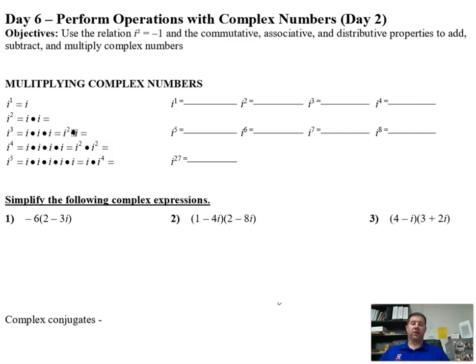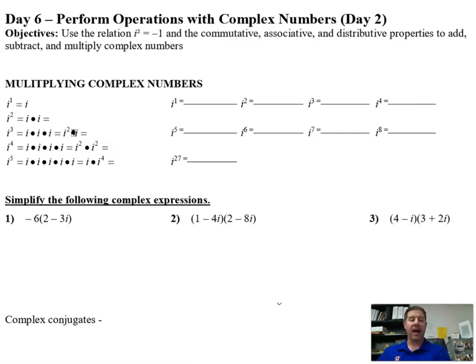Good morning, boys and girls, and welcome back to day 2 of performing operations with complex numbers. In the previous section, we worked on adding, subtracting complex numbers, and simplifying radicals that contained imaginary numbers. Today we're going to continue on with this discussion, and we're going to talk about multiplying complex numbers and dividing complex numbers. But first, let's play around with a little properties of when we multiply complex numbers.